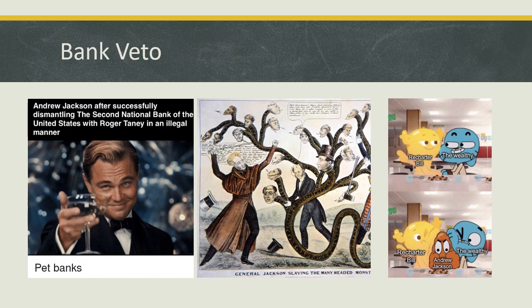Jackson and his followers were suspicious of the Second Bank of the United States. They thought it was an unconstitutional institution like Jefferson thought of the First National Bank, and that it only served the interests of the wealthy in the United States. Jackson was also suspicious of Nicholas Biddle of abusing the power as its head.